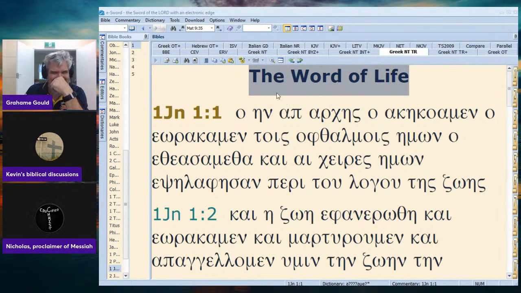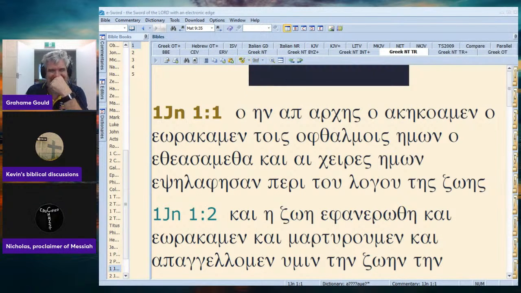Yeah. Ho is that which, and ēn is had been being. Had been being. Yep. Ap' is the same as apo, which is off. Off. Yep. Archēs is first. Ho is that which. Akēkoamen is, I think, first comes which we have heard. So akēkoamen would be heard. And I'm mispronouncing that a little bit.